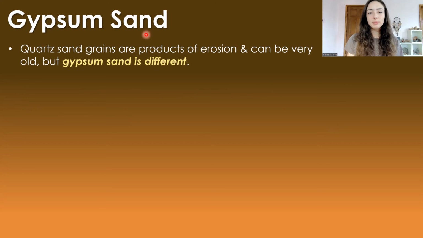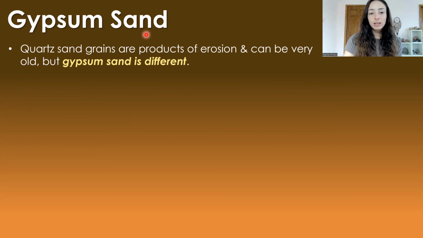Now moving to gypsum sand. So remember when I said there are two major types of sand depositing environments, including beaches and deserts, where the sand is in both cases formed by erosion? Well, gypsum sand is different. It is more so a desert environment, but instead of forming by erosion, the grains precipitate from solution.